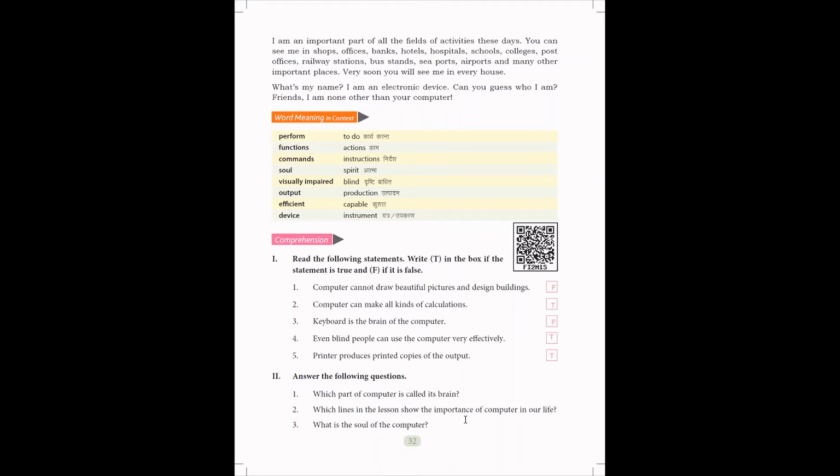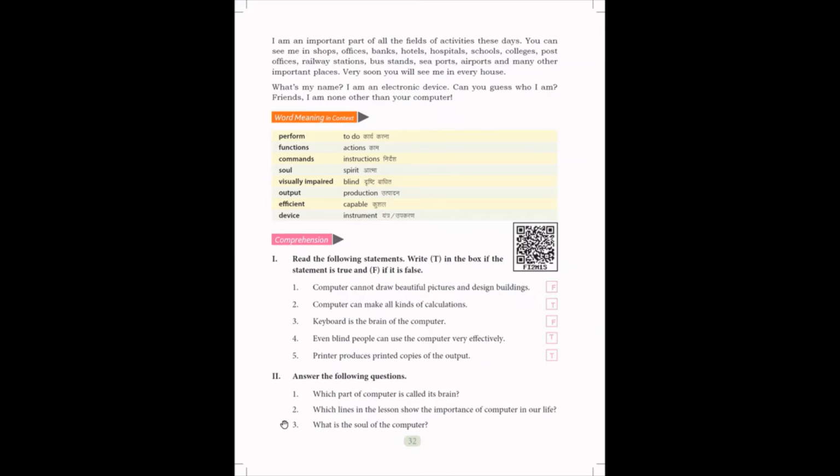Second question is, which lines in the lesson show the importance of computer in our life? I can store all your information. Second is I can keep your accounts. Third is I can draw beautiful pictures and design buildings. Fourth is I can print letters, applications, notices, reports, dialogues, etc. All right, so we have written down 4 lines from the chapter.